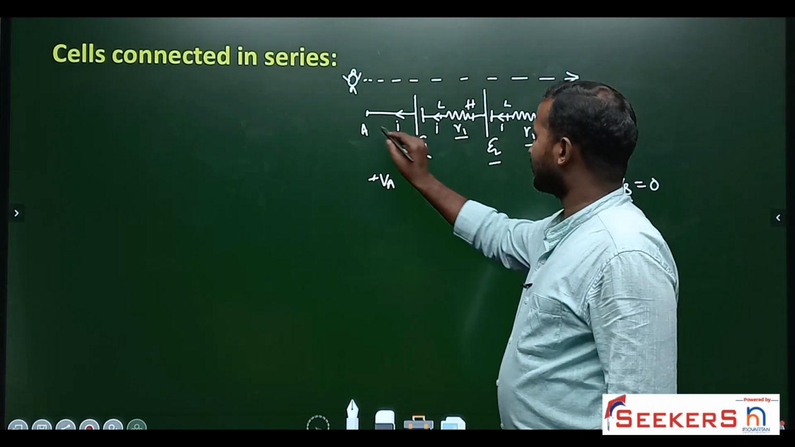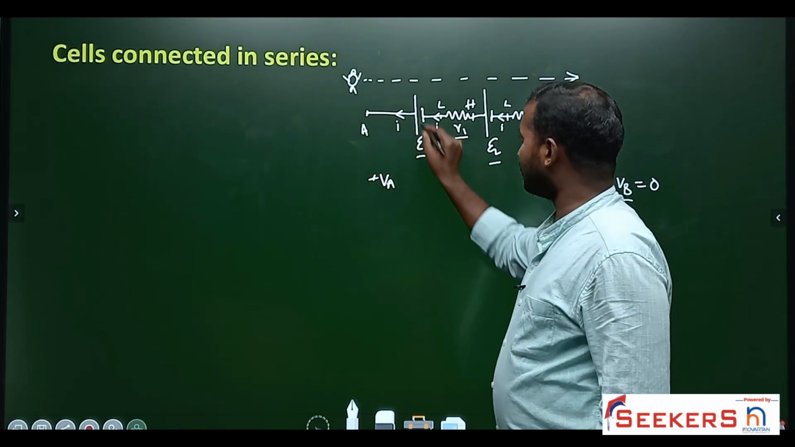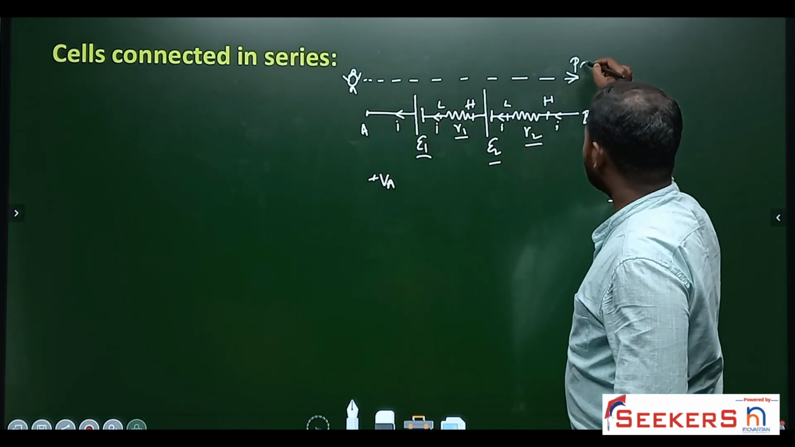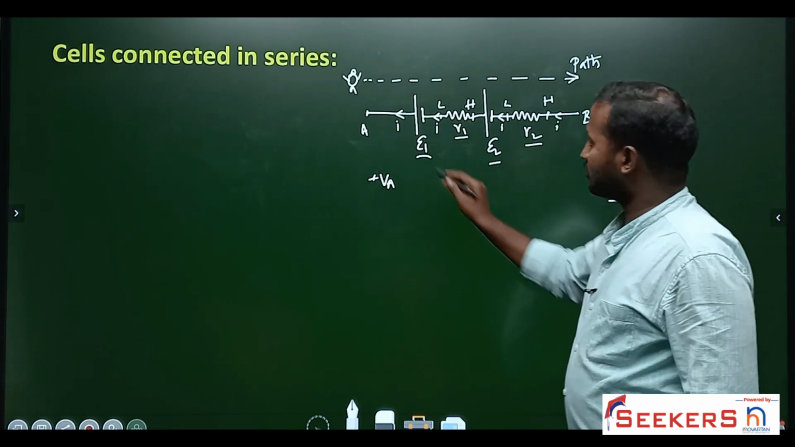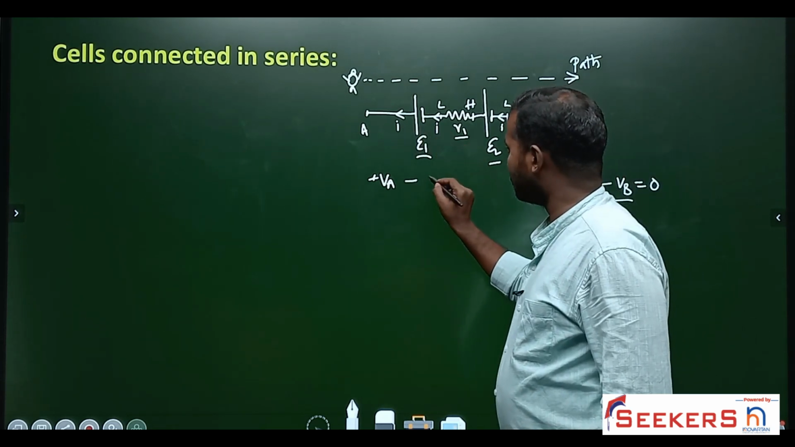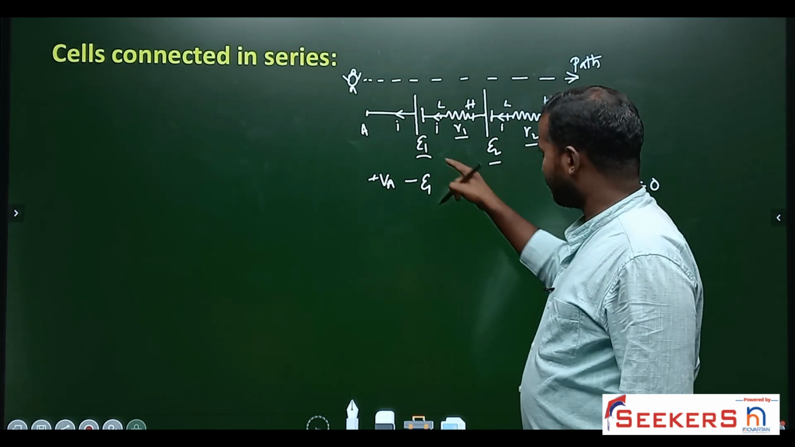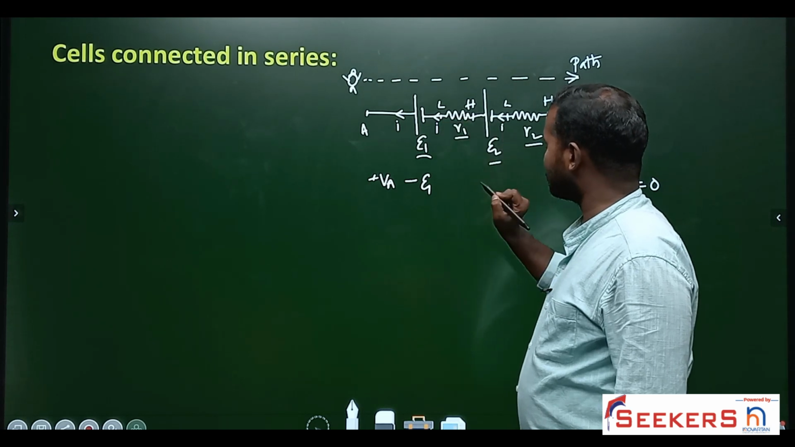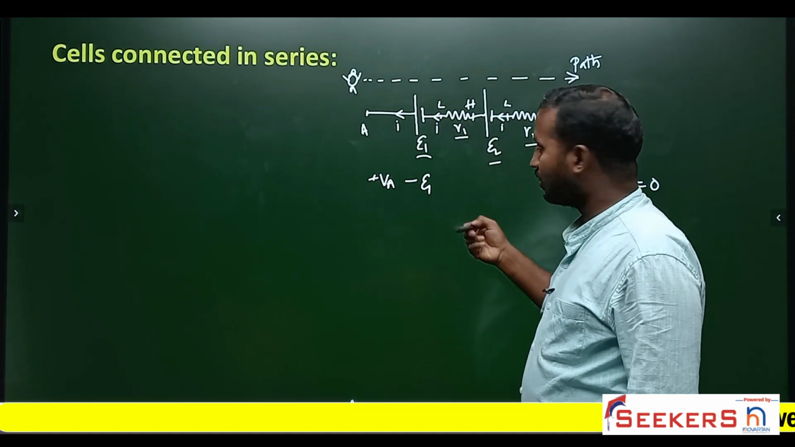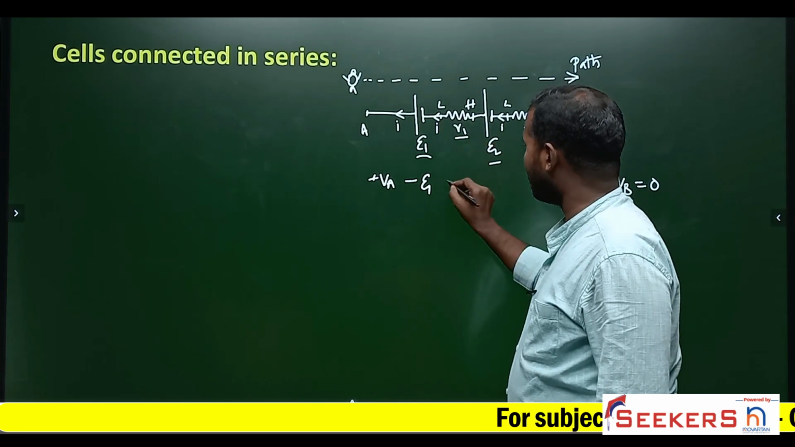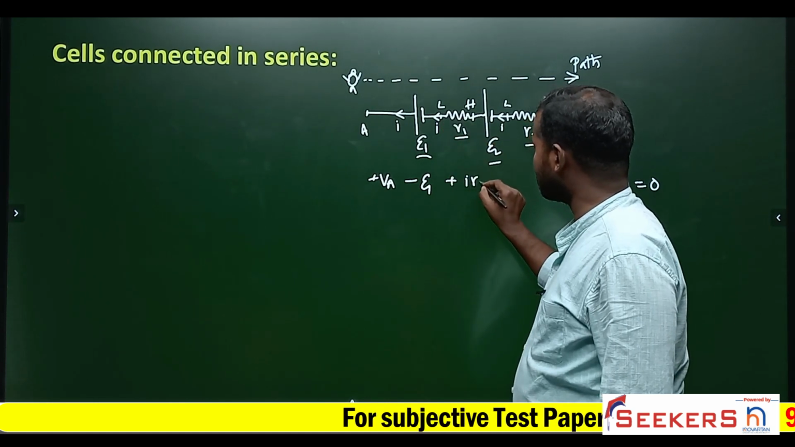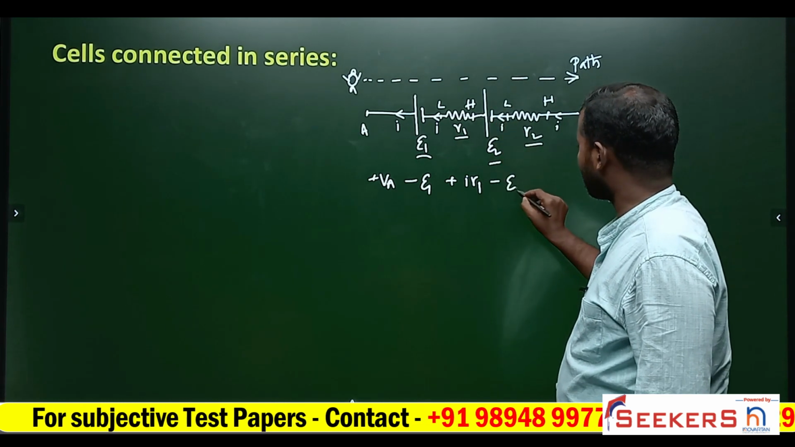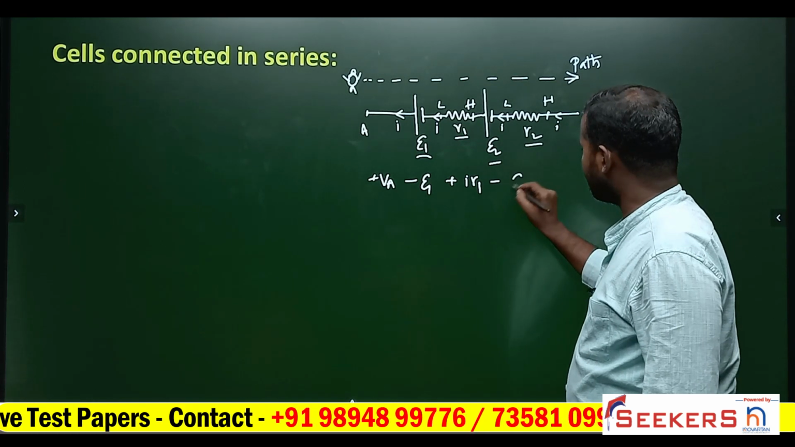Now if I start from here, I can see that I am going from higher potential to lower potential. I am going in this path. This is the path direction. So I am going from high to low, hence the potential drop is E1. Potential is dropping, that's why minus. Now here you are going from low potential to higher potential because current was going like this. So you are going from low to high, hence positive, a potential rise you can say. Now you are going from high to low, minus E2.